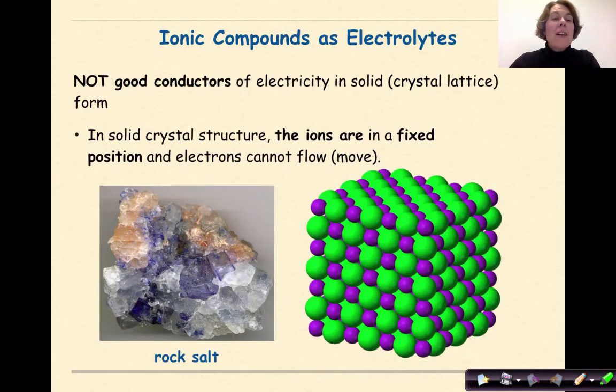Ionic compounds are not good conductors of electricity in the solid form, where they represent a crystal lattice, because remember, in the solid crystal structure, the ions are in a fixed position and electrons cannot flow. In other words, electrons cannot move. If they can't move, they can't conduct electricity.